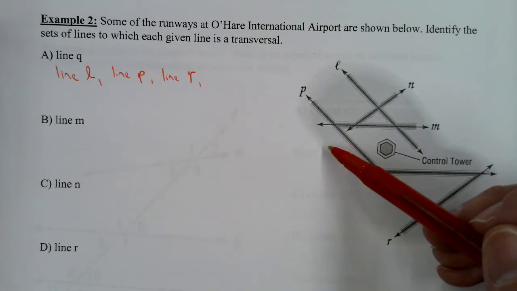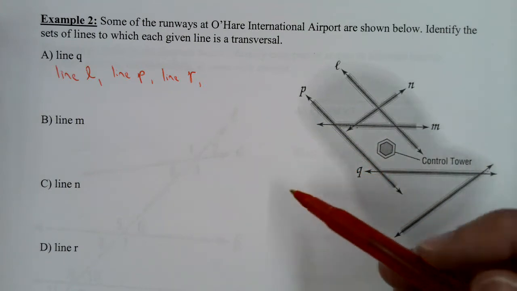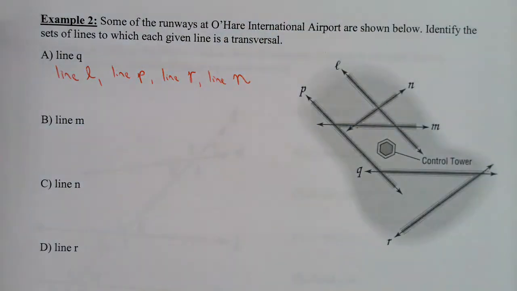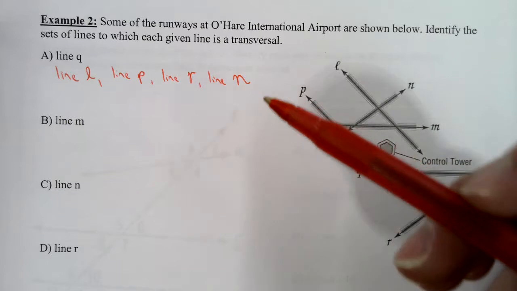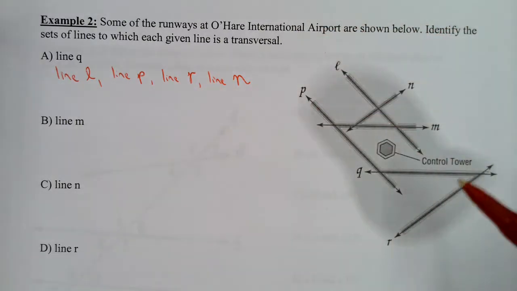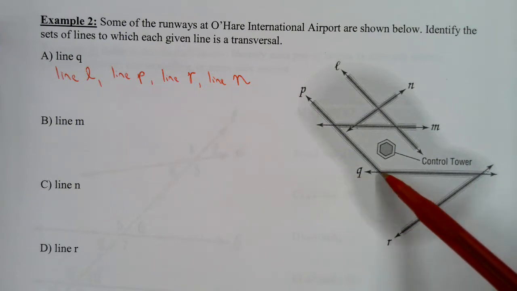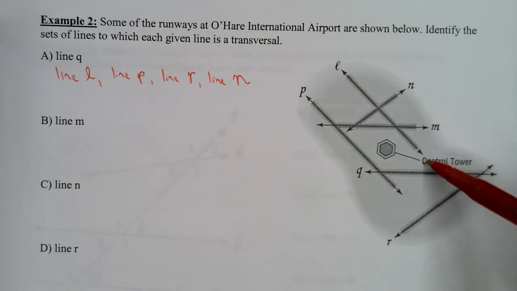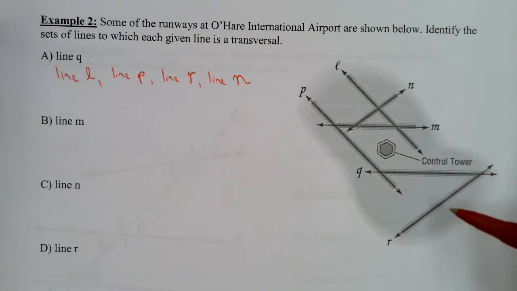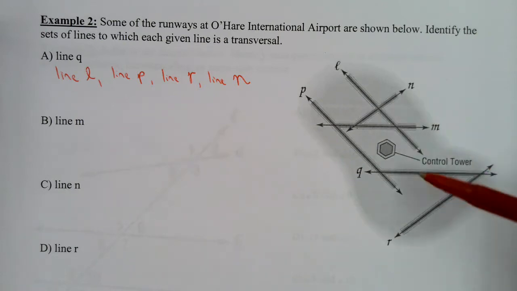Okay, and also line Q is going to intersect line N. Okay, again, these lines extend forever. So line Q is also going to intersect line N. And it looks like those are all the lines. So we have L, P, R, and N. Okay, so again, line Q intersects line L, you're going to extend it. It intersects line P, it intersects line R, because you're going to extend it, and it intersects line N. So those are all the lines that line Q is a transversal to.